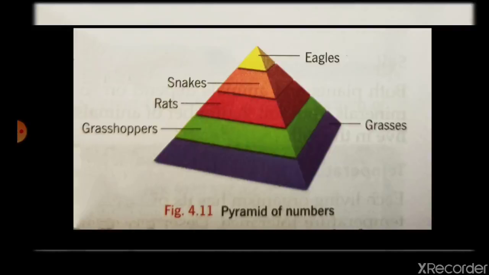Finally, at the highest level of the pyramid come eagles, that prey on snakes. Thus, eagles are the lowest in number, and it is shown by yellow color.